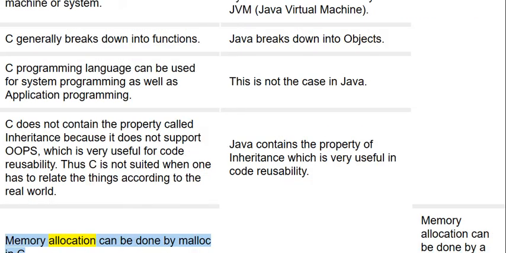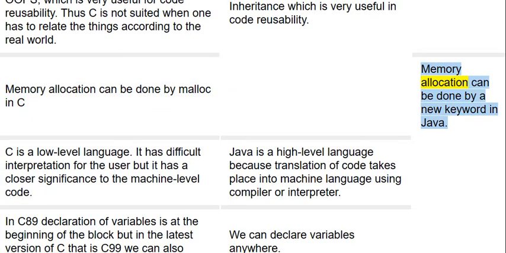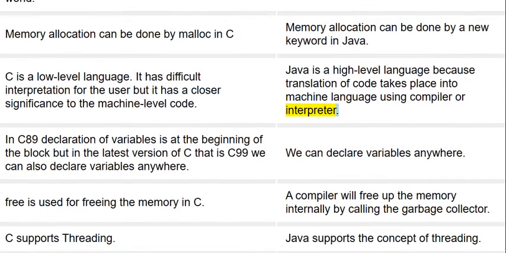Memory allocation can be done by malloc in C. Memory allocation can be done by the new keyword in Java. C is a low-level language. It has difficult interpretation for the user, but it has a closer significance to the machine-level code. Java is a high-level language because translation of code takes place into machine language using a compiler or interpreter.